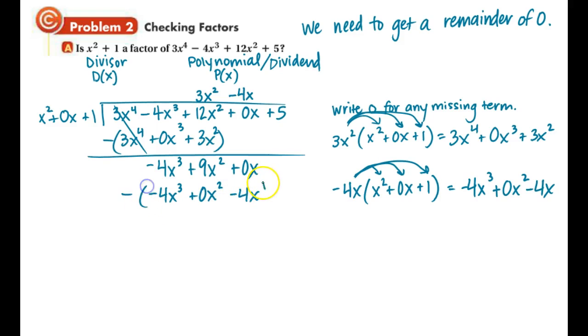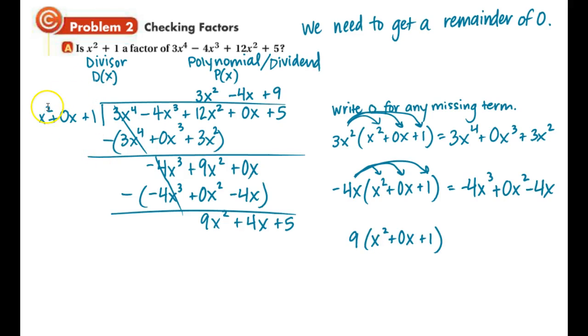And remember, we are subtracting each time. So when you're subtracting, you're changing the signs of everything inside the parentheses. So the 4x to the third, they cancel, and we get 9x squared plus 4x, and you need to drop down the last term, which is 5. Now, what do we have to multiply x squared by to get 9x squared? And that is 9. So we're going to multiply each term of the divisor by 9. So we get 9x squared plus 0x plus 9, and that's what we write below.